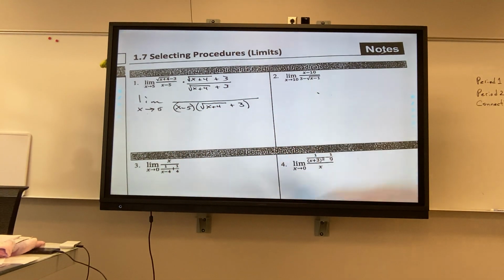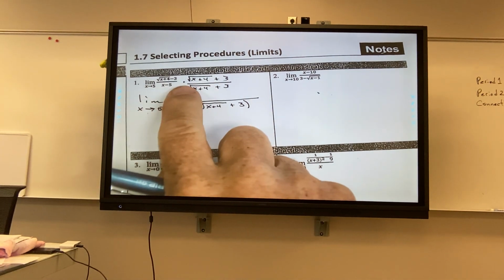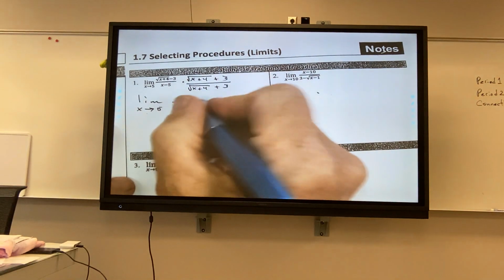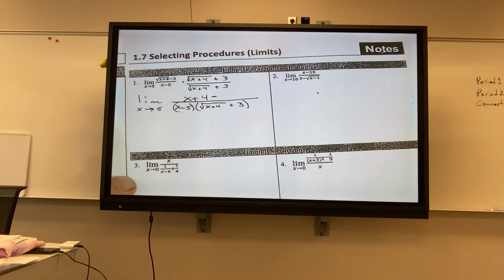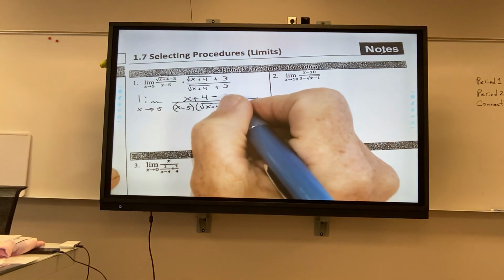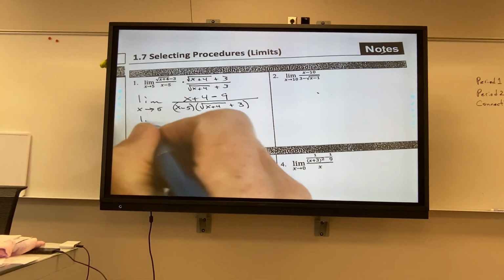Now I'm going to ask you a question, and you're going to tell me, not verbally, telepathically. Multiply those two for me. You get x plus 4, plus 9. Well, it's going to be minus, because it's a difference of squares, right? Difference is minus, subtraction. Minus how much? 9. So I got the limit.